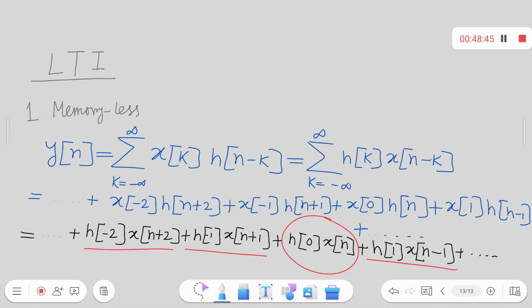Or in other words, you can see this h of n is basically a sequence. H of n is a sequence, so it can range from say minus m to plus m. But if the system is a memoryless LTI system, then this h of n is equal to 0 for n not equal to 0, and it is non-zero for n equal to 0.